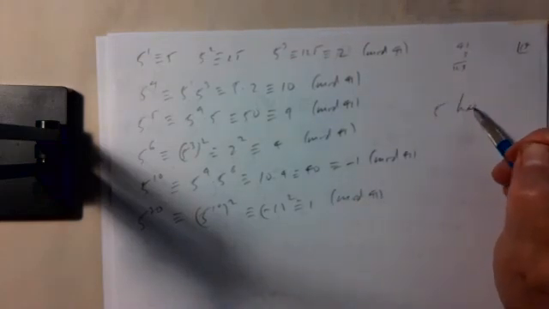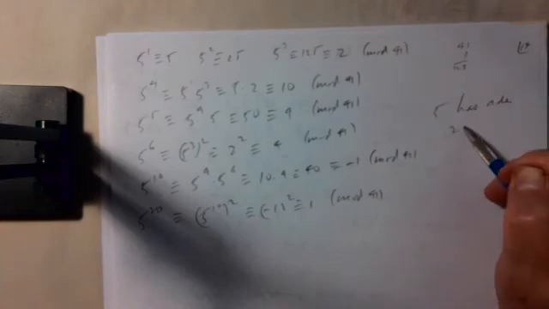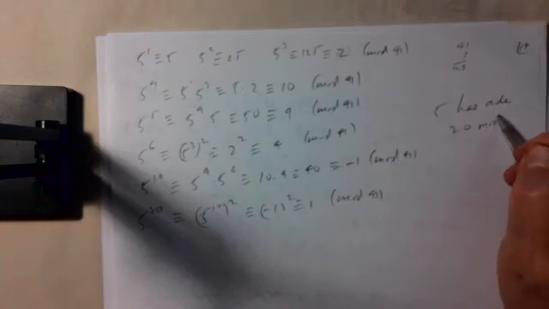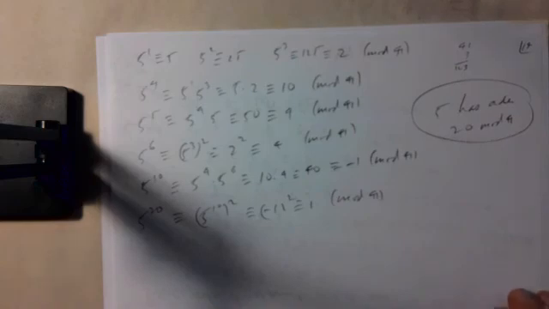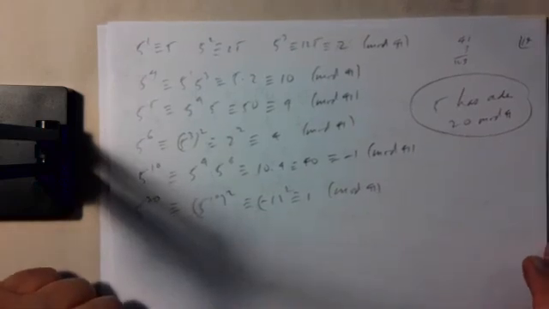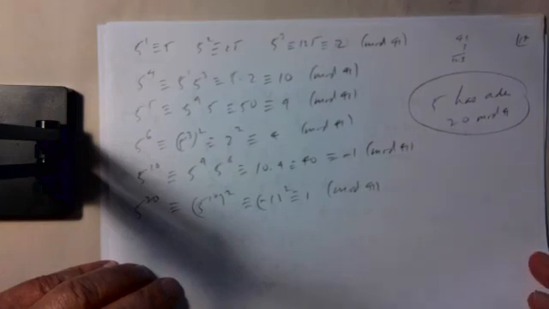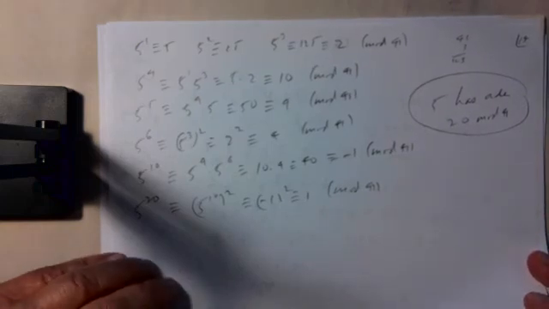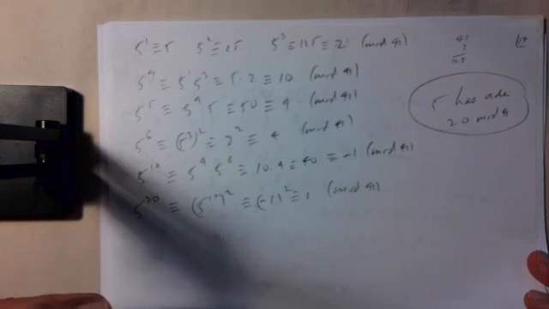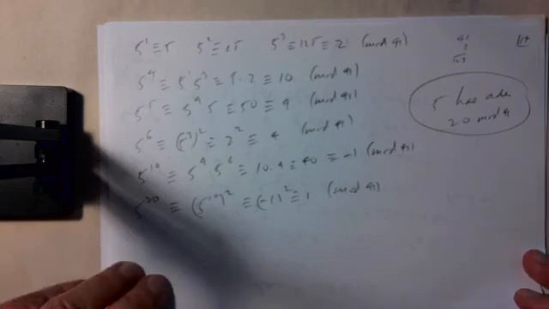So 5 has order 20 mod 41. So we're not having a string of good luck here. 5 has order 20. It doesn't have order 40.